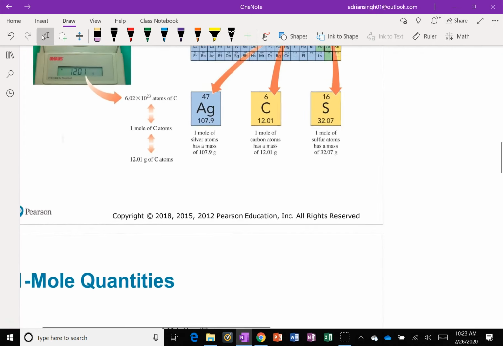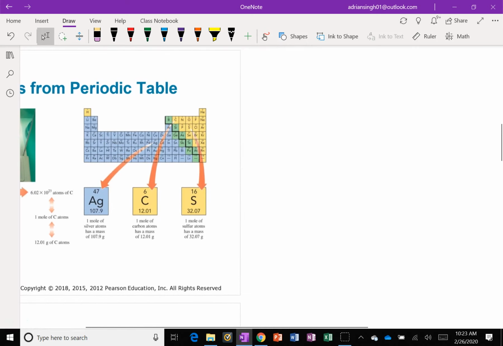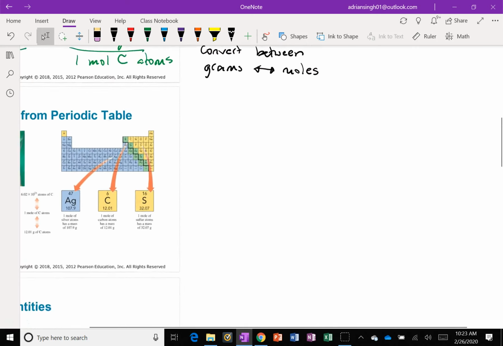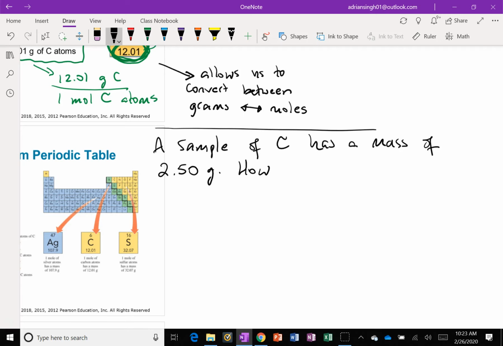So we can use the molar mass to convert between grams and moles. So for example, let's take a look at an example here. Let's say, and we'll use the one that we just did, a sample of carbon has a mass of 2.50 grams. How many moles of carbon are present?